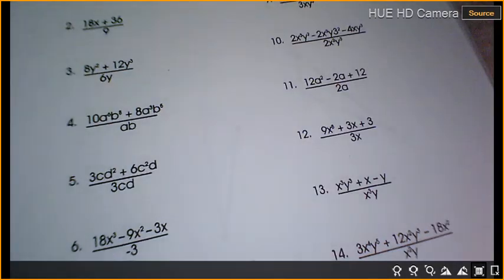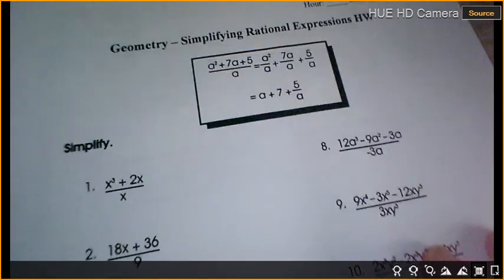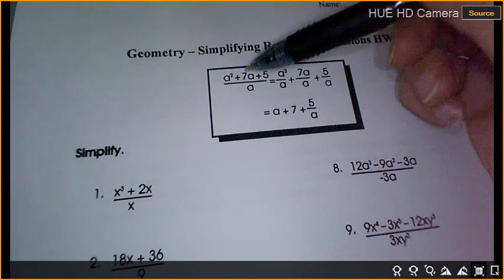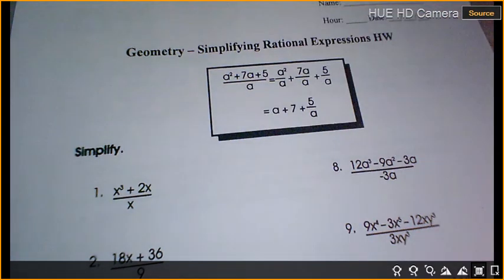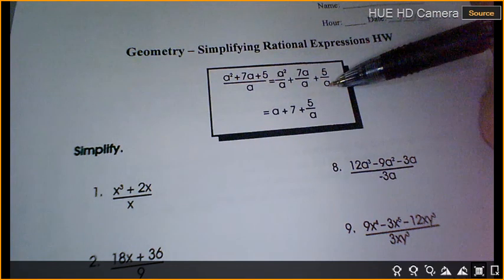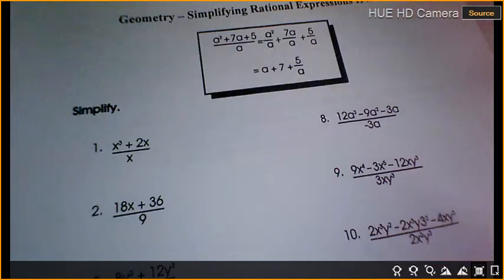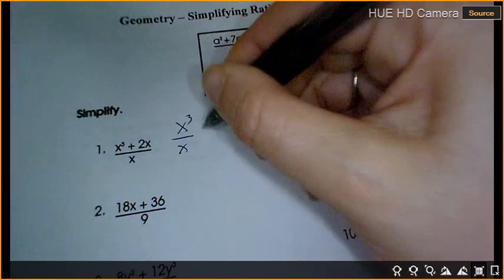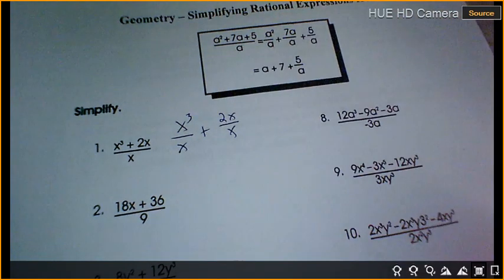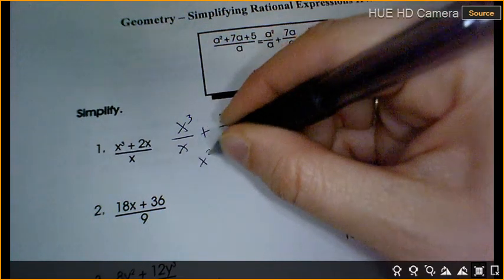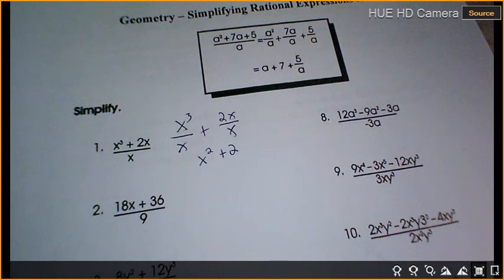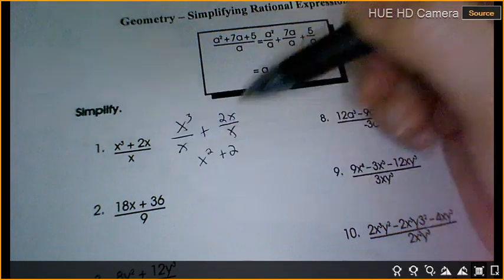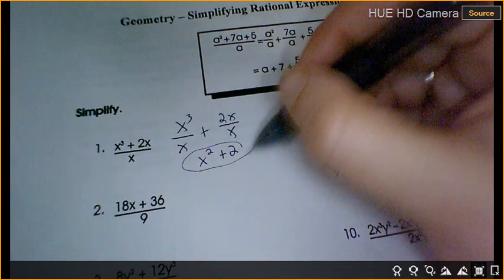Tonight's homework. Simplifying, we've got an example right here. (a squared plus 7a plus 5) over a equals a squared plus 7a over 5. So you're just doing it over each one and then reducing it. If we did number 1, we have x to the 3rd over x plus 2x over x. That reduces to x squared plus 2. Because remember, we're subtracting. 3 minus 1 is 2. 1 minus 1 is 0, so we can just leave it right here.